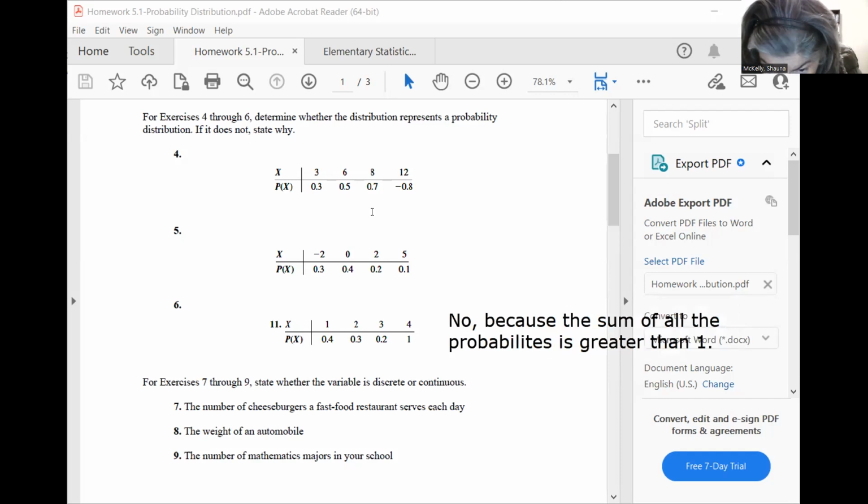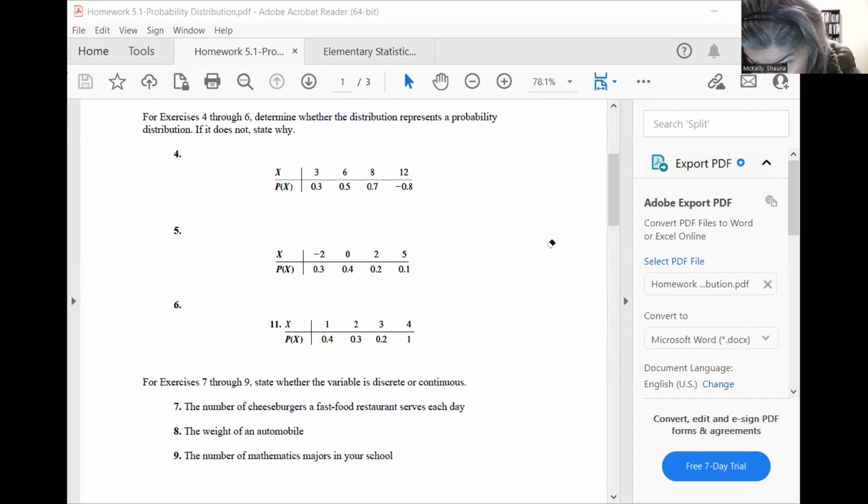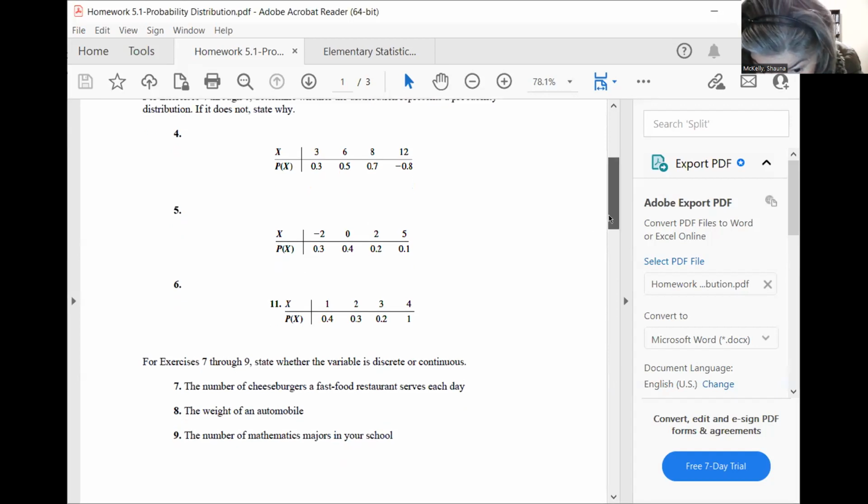All right, now 7 through 9 should look very familiar. It looks similar to what we did back in chapter 1. And there's a reason why we're reviewing these concepts. These concepts become important again in this chapter. So they're kind of going back and reviewing it. And then we're going to extend these concepts later in the section, and then in 5.2 and the rest of chapter 5. So let's take a look at these exercises here.